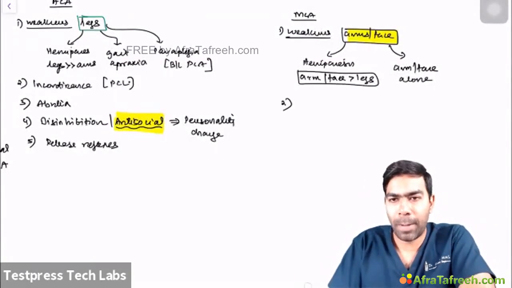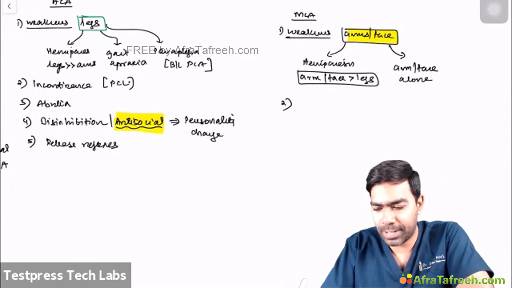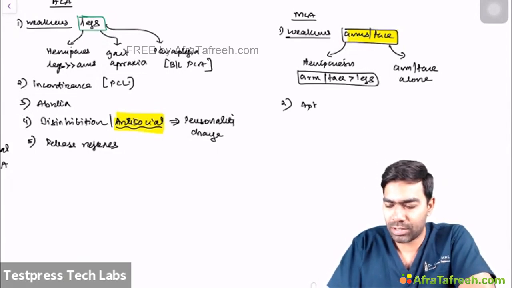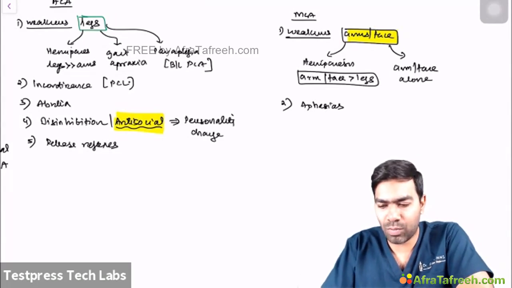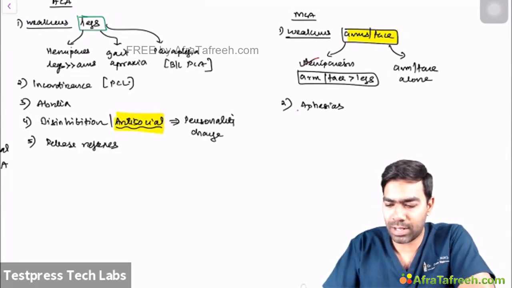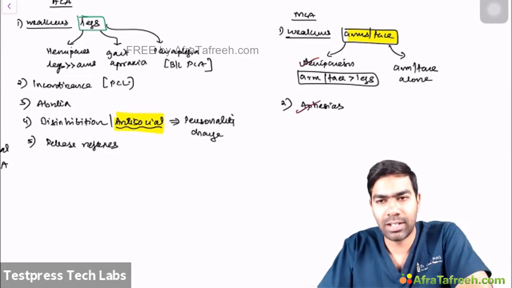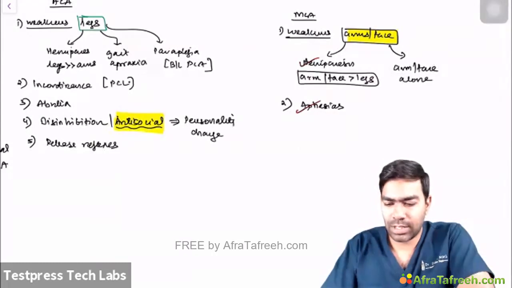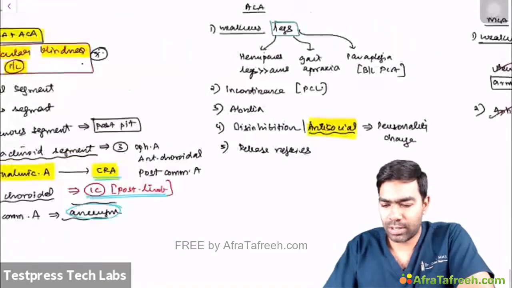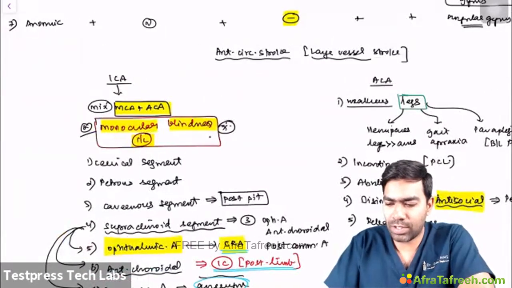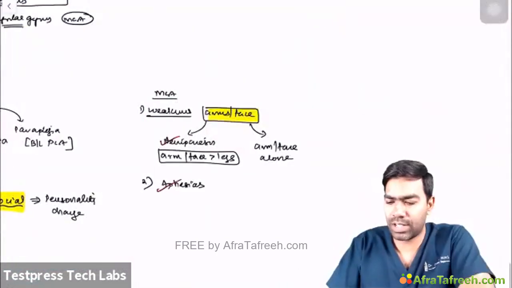And number two, the second thing is you can get aphasias, which means the characteristic feature of what we saw in anterior circulation stroke, that is hemiparesis and aphasia, are very characteristic in an MCA territory infarct only. So fine. So this is a large vessel stroke that you get. So then how will you differentiate this from a small vessel stroke?